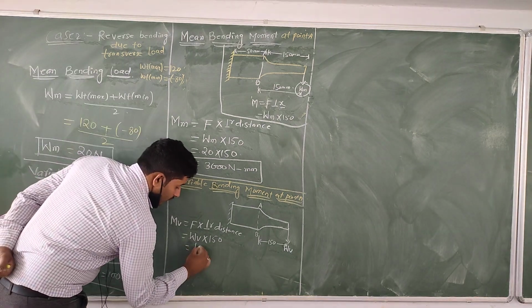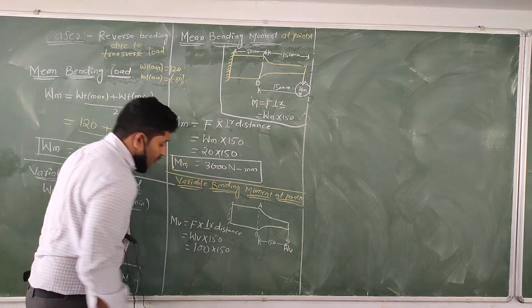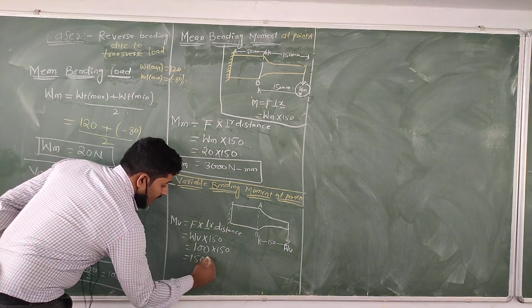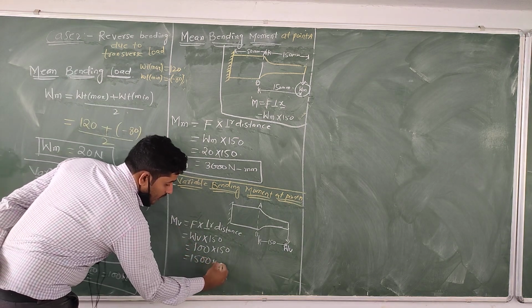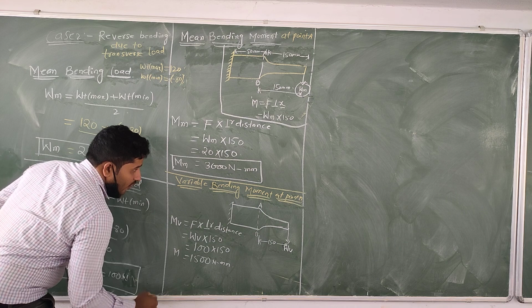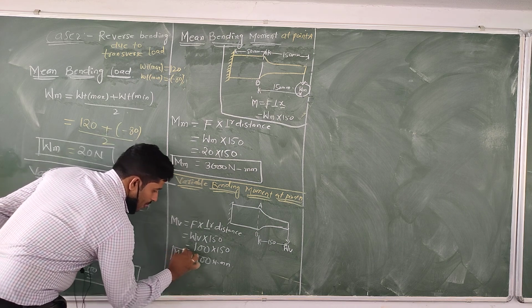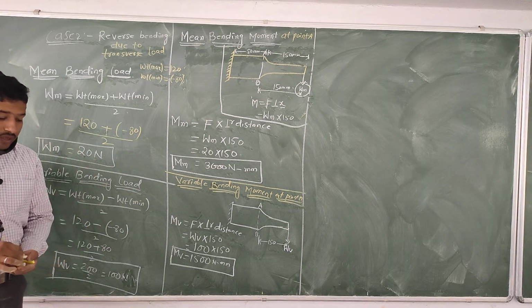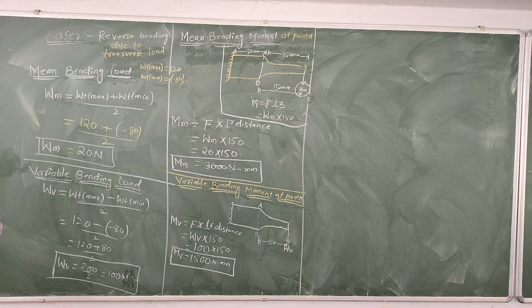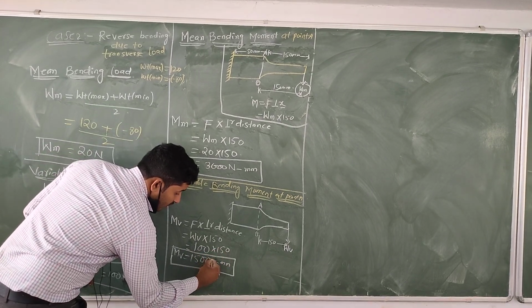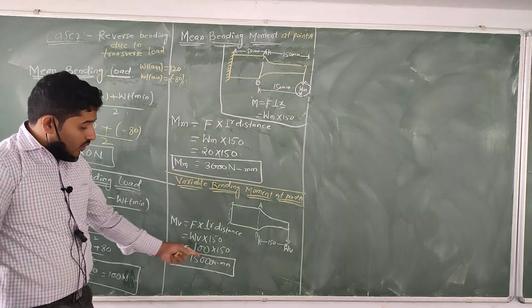Wv value is how much we got here? 100 into 150. If you multiply 100 into 150, then you will get the value. The unit of force is Newton and the unit of distance is mm, so Newton mm. Is it right? That is the value of the variable bending moment at point A. Okay, dear. 100 into 150 should be how much? 15,000, dear. Okay, now 15,000 Newton mm.